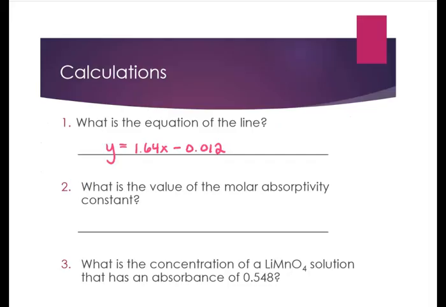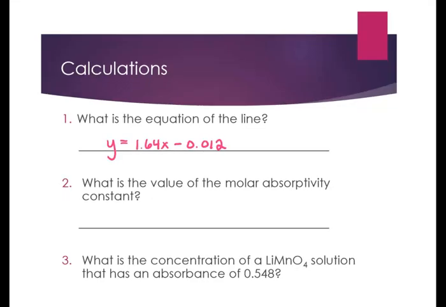So I'm just going to close out my graph window, and let's take a look at the rest of our questions here. All right, so our next question here is asking what is the value of the molar absorptivity constant? So if we recall, our absorbance equation is A is equal to ABC. So if we put that here on top of our equation of our line, A is equal to ABC, then our concentration is what is on the x-axis, so our x is going to be our concentration, and our absorbance is on our y-axis, so wherever we have a y, we're going to substitute in our absorbance, which leaves our A and B to be 1.64.